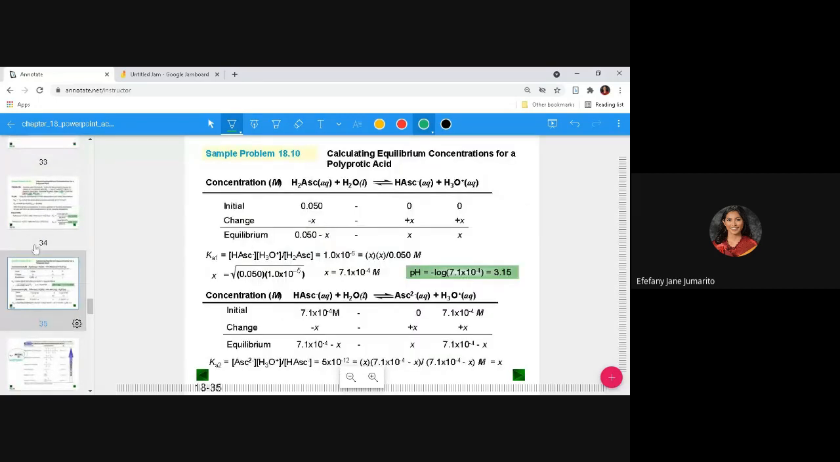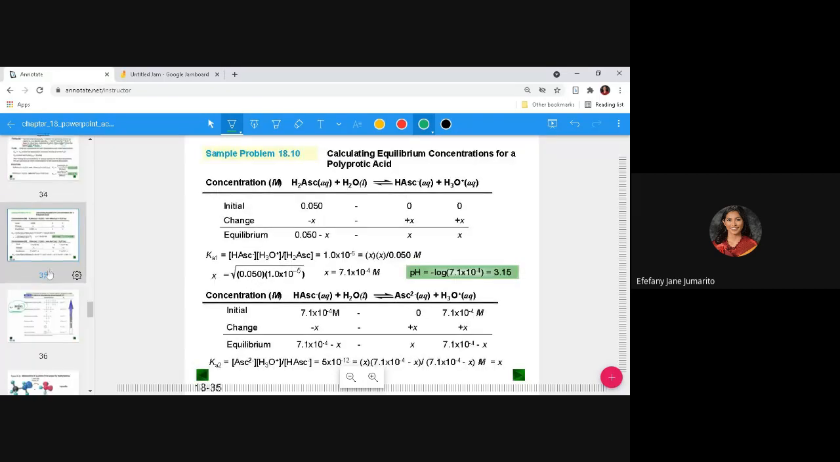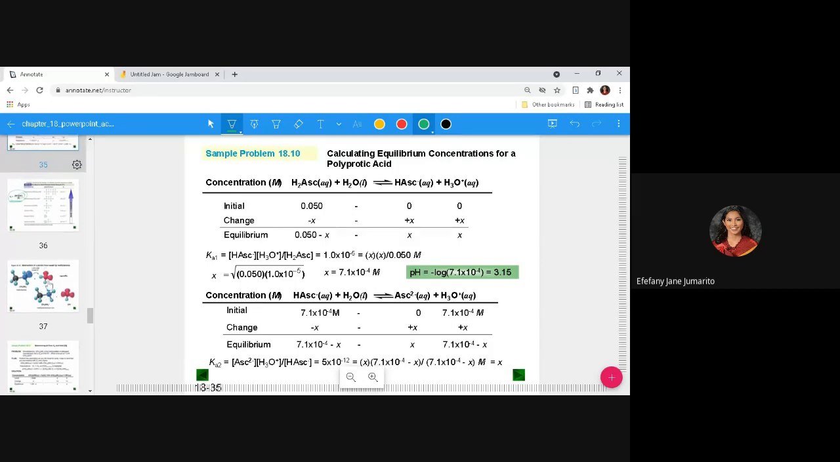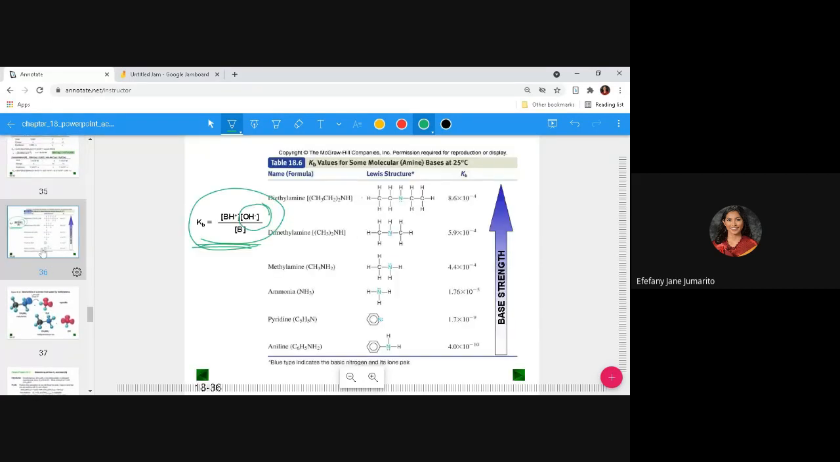Okay, that's for polyprotic acids. For polyprotic acids, we have two Kas. Now, let's go.